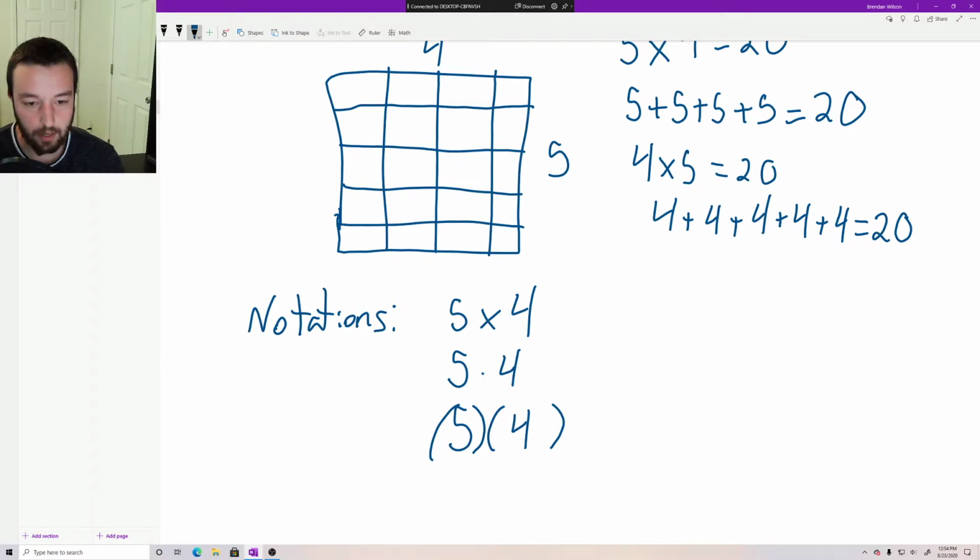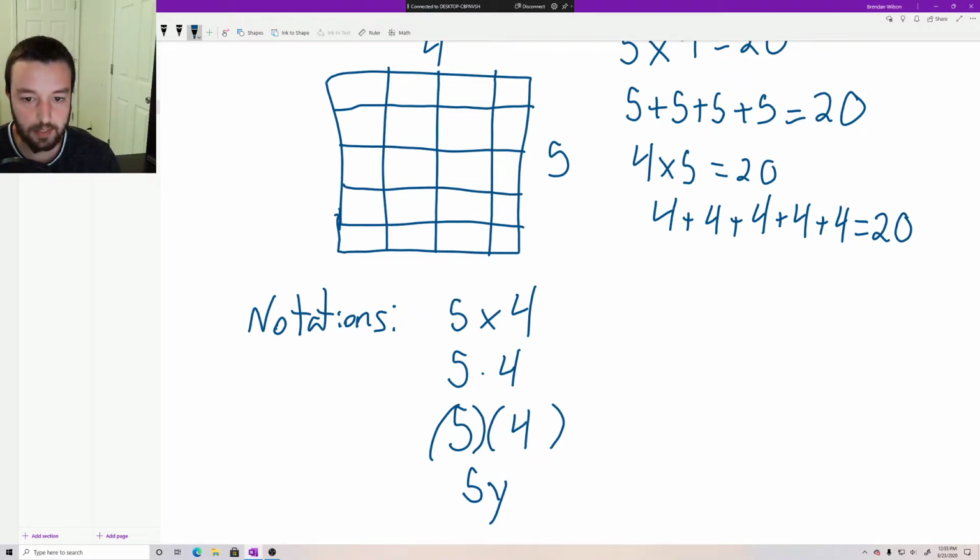If we have a variable, which we haven't talked about, but like a letter which represents a number, we just don't know what the number is, then maybe we would write, if we want to do 5 times y, for example, where y is our variable, we would just write 5y with them right next to each other. So this is just like the parentheses way.